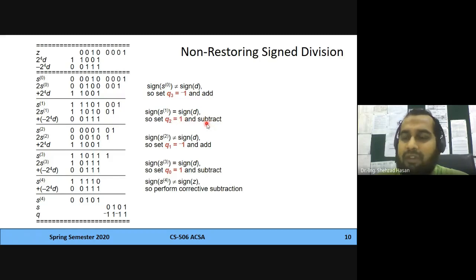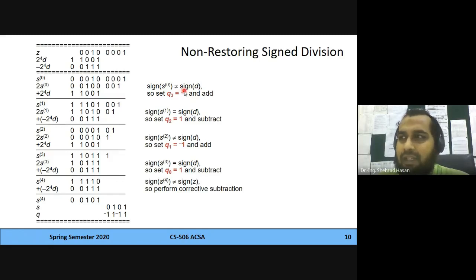This is what happens in division, that normally you subtract. But the other operation is addition, which is not the normal operation. So you are just putting a minus one over here. You could have put a zero over here. Like I said, this is just for explanation.